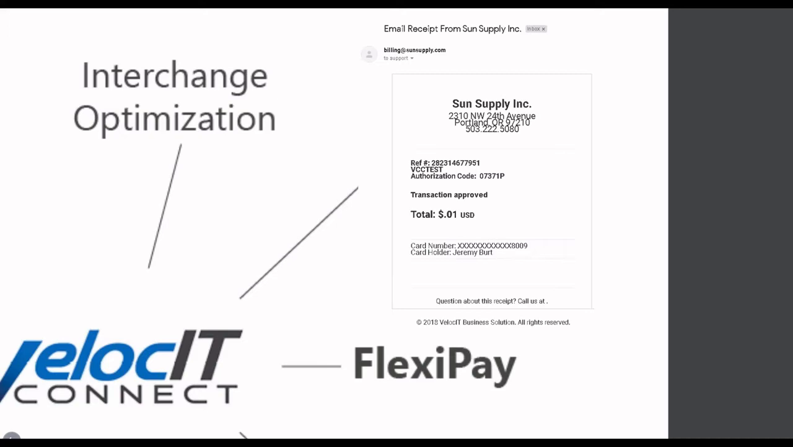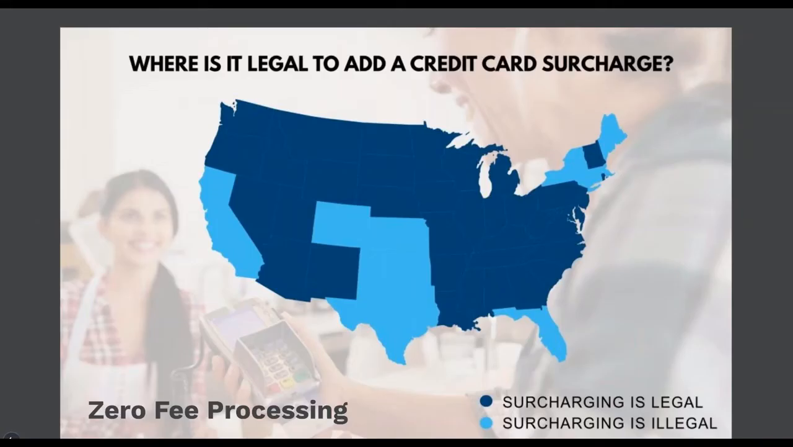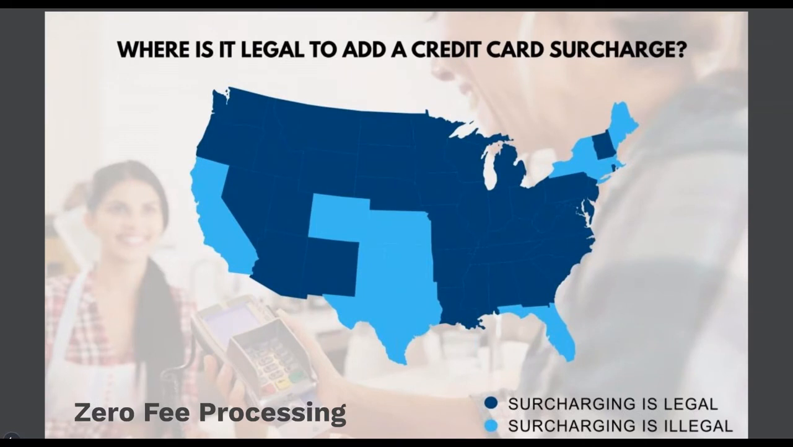Now, the other exciting part is that surcharging requires that you have that broken out on the receipt. If you don't know what surcharging is, it's a way to completely offset your fees and basically put that fee on the customer. This is happening more and more all the time. Business owners don't want to pay for the rewards and the miles and everything else that comes with the processing. So if you're in one of the dark blue areas, currently surcharging is legal.